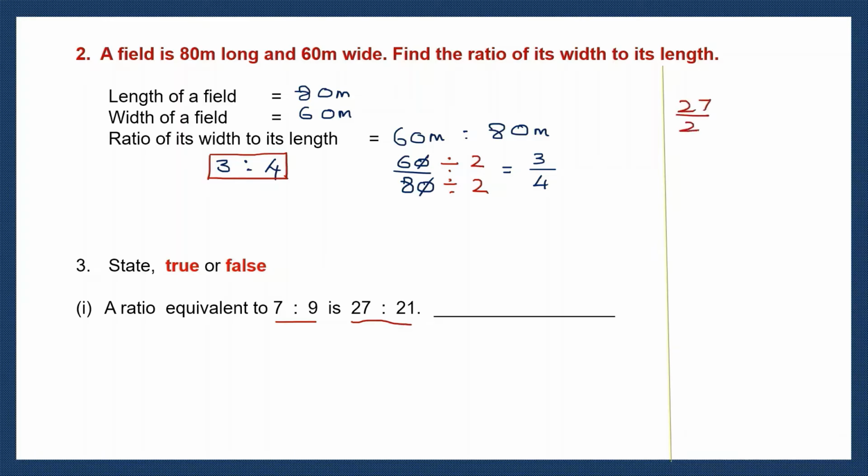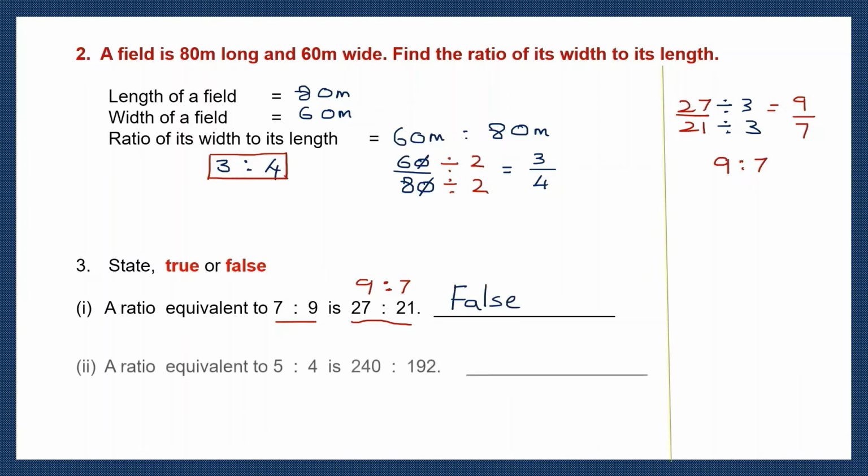27 by 21, divide both by a common factor, and here we can divide it by 3. Both are divisible by 3. We get 3 9s are 27, 3 7s are 21. So the ratio here is 9:7. So let's go back to the question. The first ratio is 7:9 and the second ratio is 9:7, and the statement says these two ratios are equivalent, which is false. So the statement is false.